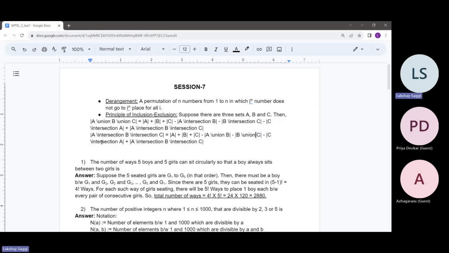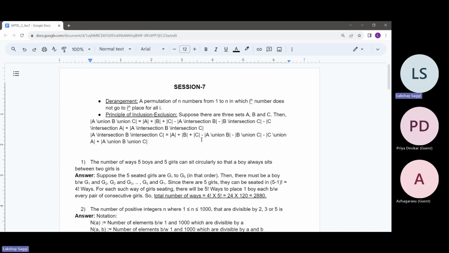So this is also correct in principle of inclusion exclusion. This is not something like a formula, but a very basic thing to observe that size of A intersection B intersection C can also be written as something like this. Okay, so Priya is saying it's understood. So I guess it's nice if you have understood this.